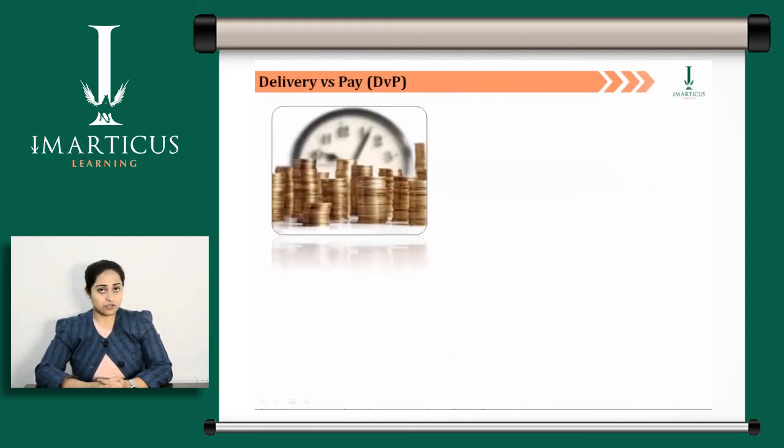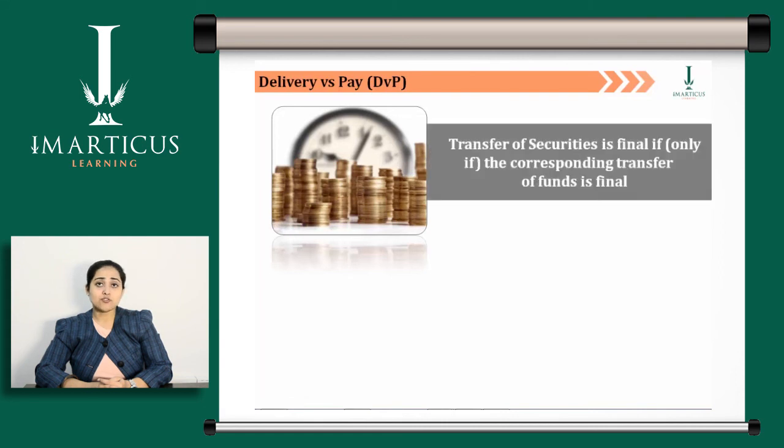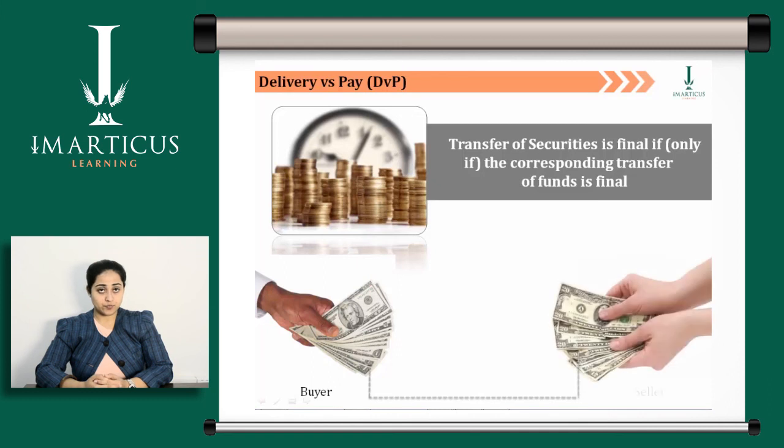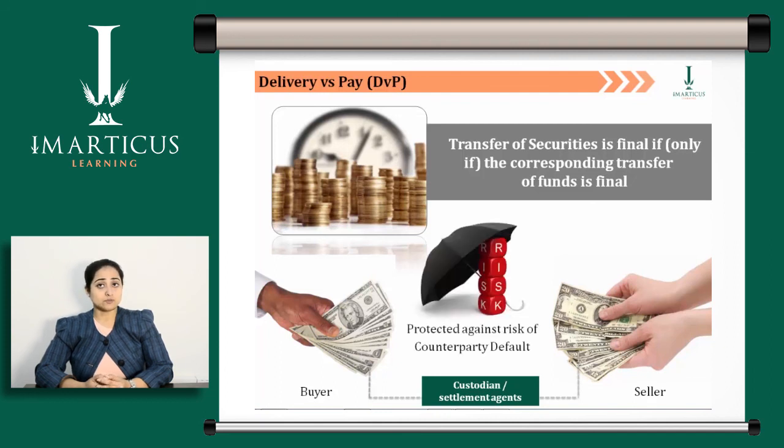Next, we will see what is delivery versus payment, which is also called DVP in short. DVP is a procedure whereby appropriate arrangements are in place to ensure that a transfer of security is final only if the corresponding transfer of funds is final. It involves simultaneous exchange of securities and cash between buyer and seller, which in the real world is done by their respective custodians and settlement agents. By doing so, both parties are protected against the risk of counterparty default. In other words, if you don't pay your amount, you will not receive your expected receipt. Delivery versus payment is from the buyer's perspective. From a seller's perspective, this system is also called receive versus payment, RVP.